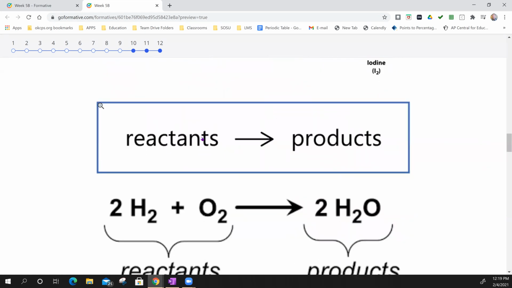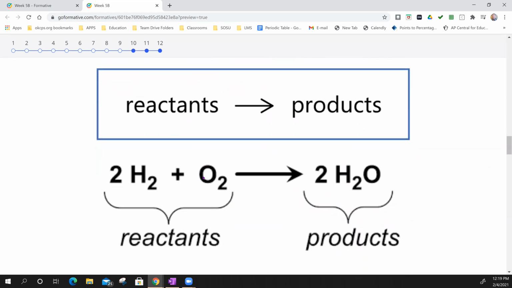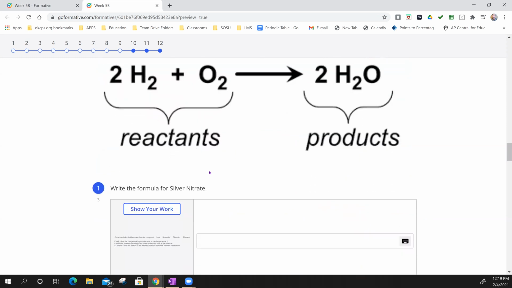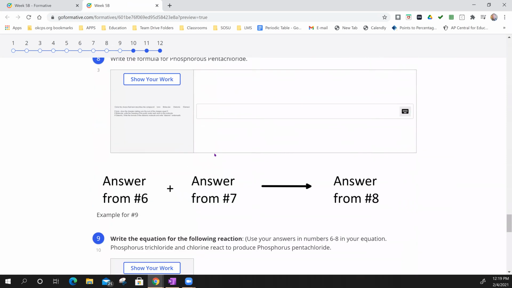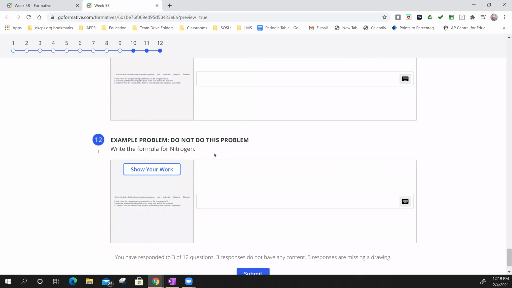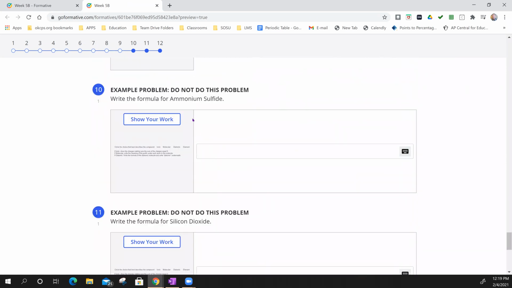Okay, and then you should be familiar with reactants and products and where they are located in an equation. So today we are going to just look at writing the formulas, and then I'm going to ask you to put those in an equation. So I'm going over a few examples of some formulas and how to show your work on this.